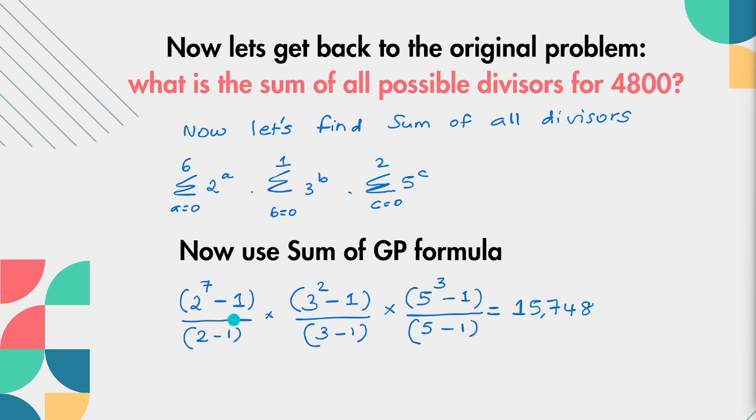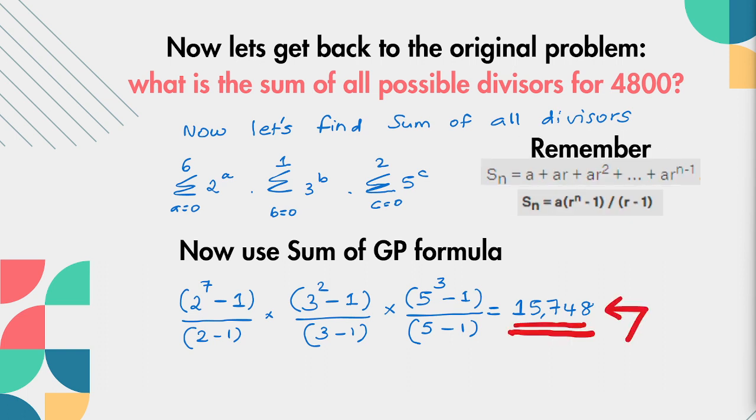And the n number is the amount of possible exponents they have. So for 2, as we said before, it's 7. For 3, it's 2. And for 5, it's 3. Okay? So when we multiply all these 3, we get 15,748. So 15,748. That's the sum of all possible divisors for 4,800.